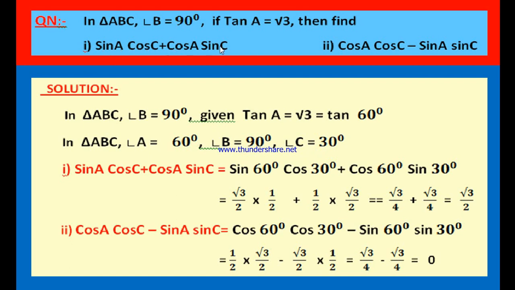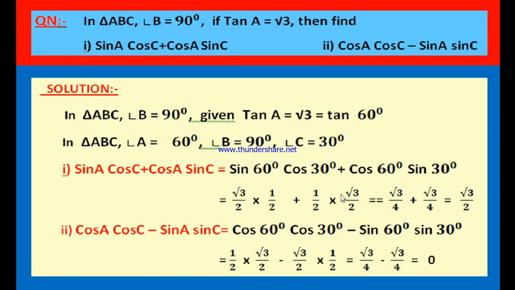Sin A cos C plus cos A sin C is equal to, substitute A value 60 degrees and C value 30 degrees. Sin A cos C means sin 60 degrees into cos 30 degrees, plus cos A sin C means cos 60 degrees into sin 30 degrees. Substitute these values. Sin 60 value is root 3 by 2 into cos 30 degrees value is root 3 by 2, plus cos 60 degrees value is 1 by 2 into sin 30 degrees value is 1 by 2.